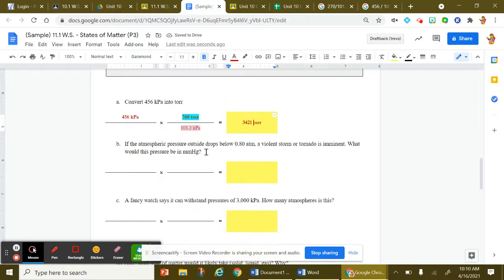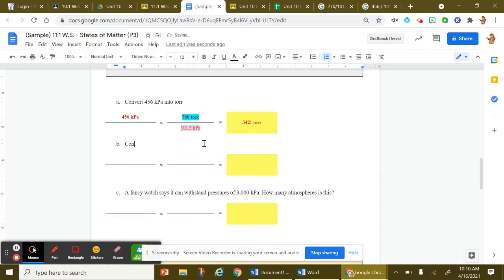Let's do one more. Again, I'm going to just change it to something else. Convert 690 torr into atmospheres. So here we go. We start with 690 torr. Let's figure out what this pressure is in atmospheres. We want to get out of torr, so we're going to put torr on the bottom. We want to get into atmospheres, so we're going to put atmospheres on top.